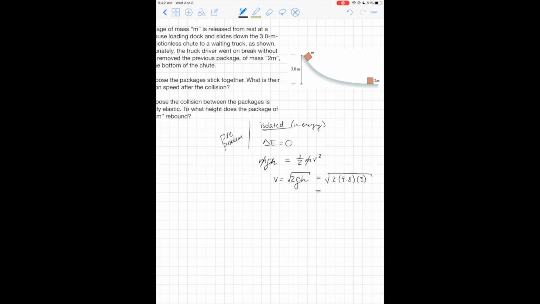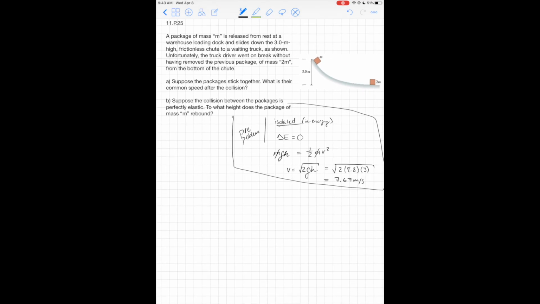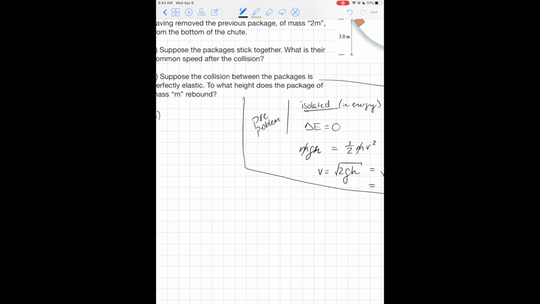If we actually work this out, where's my calculator? We got square root of 2 times 9.8 times 3. Close that square root. I get 7.67 meters per second. So that's your incoming speed, regardless of which part of the problem we're working on. That is our incoming speed of mass 1 to mass 2. So let's actually start the problem in earnest now.